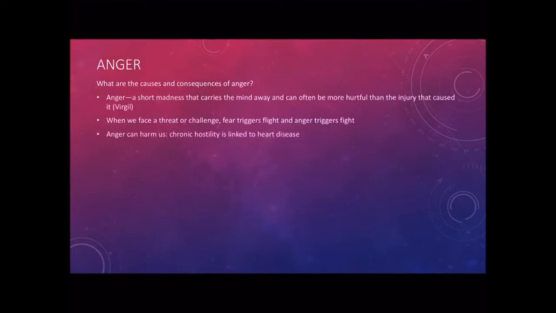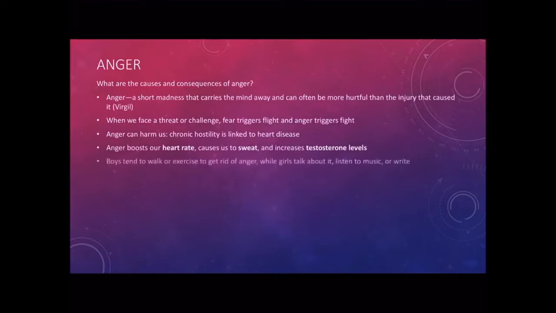Anger can harm us. We know that chronic hostility is linked to heart disease. Anger is a very negative emotion, and also when you're angry, it floods your body with stress hormones, and this can cause negative health effects as well. It boosts our heart rate, causes us to sweat, increases testosterone levels. Again, this is just a result of sympathetic nervous system activation.